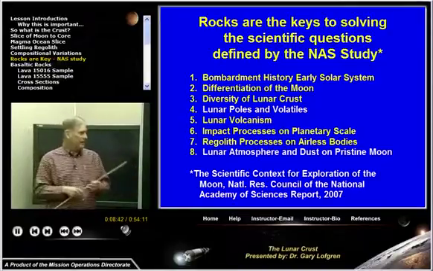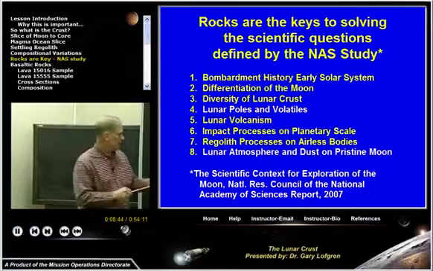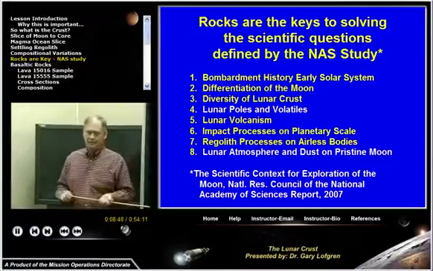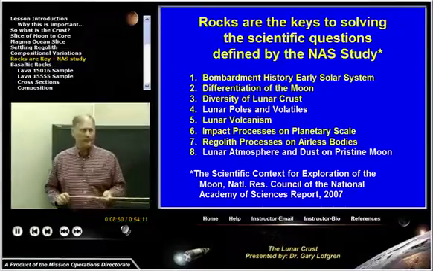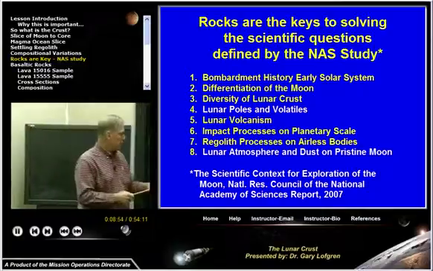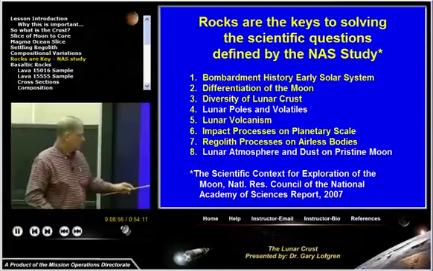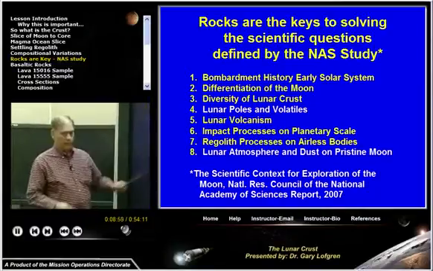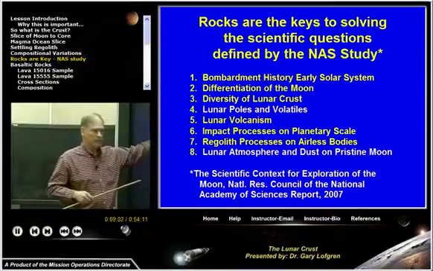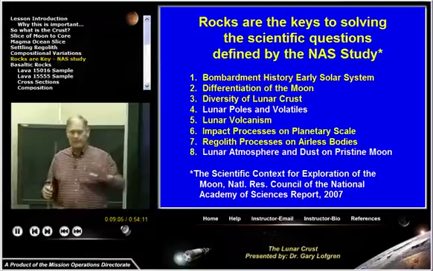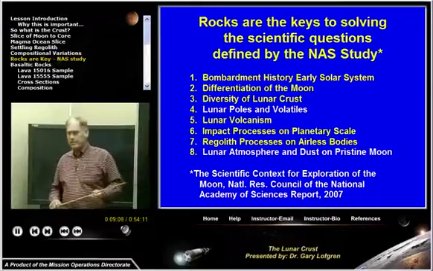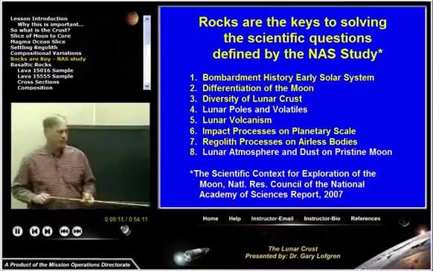Even the regolith processes: while you're basically studying the regolith, the rocks are what's broken up to make the regolith. They're the starting material for the regolith, so you really got to know what the rocks are to understand the beginning of this process. So it's really only the lunar atmosphere and the volatiles of the lunar poles that don't require rocks. I mean, these require samples, but probably regolith samples, not rocks. But rocks are the answer to most of the important scientific questions that we're going to try and answer when we go back to the moon.